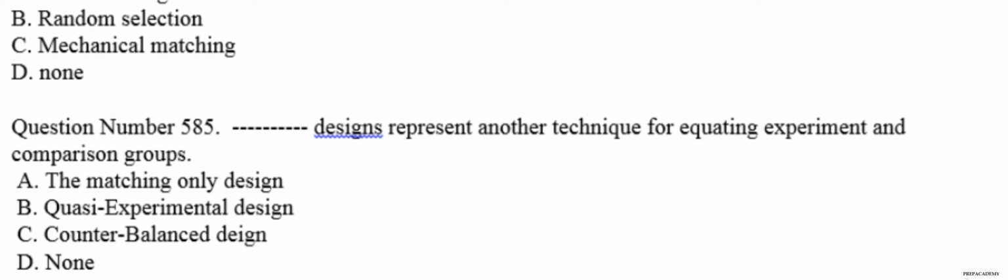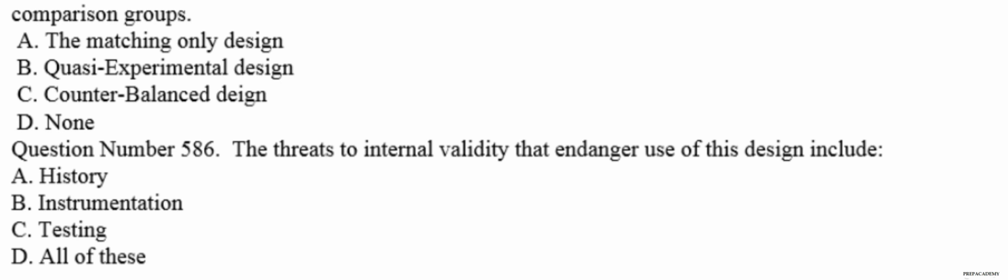Question number 585. Which design represents another technique for equating experimental and comparison groups? A. The matching-only design. B. Quasi-experimental design. C. Counterbalanced design. D. None. The correct answer is option C, counterbalanced design.